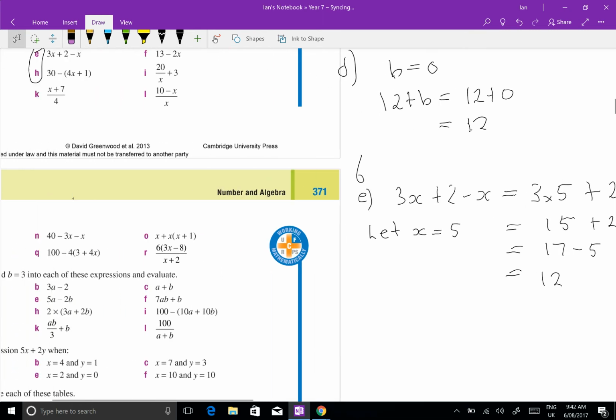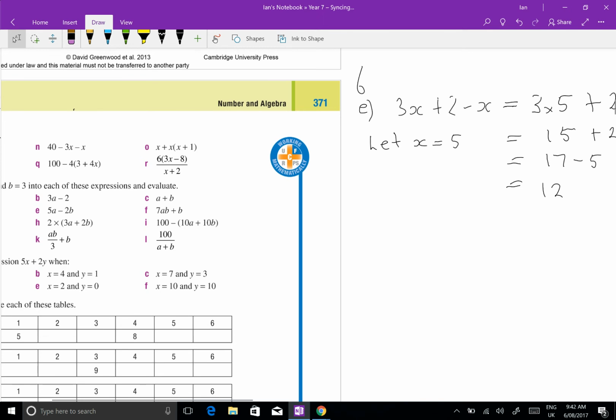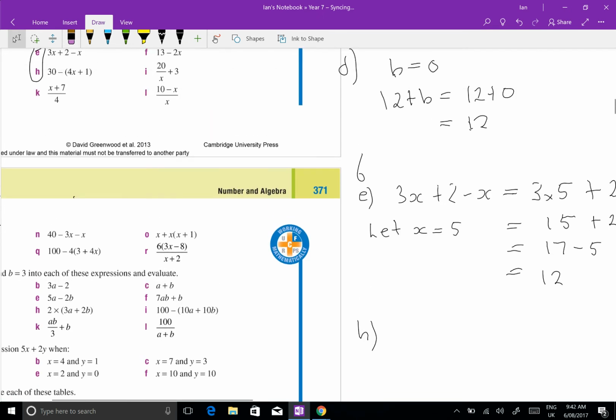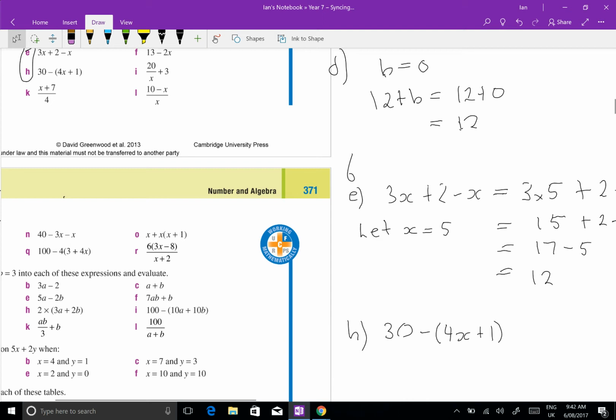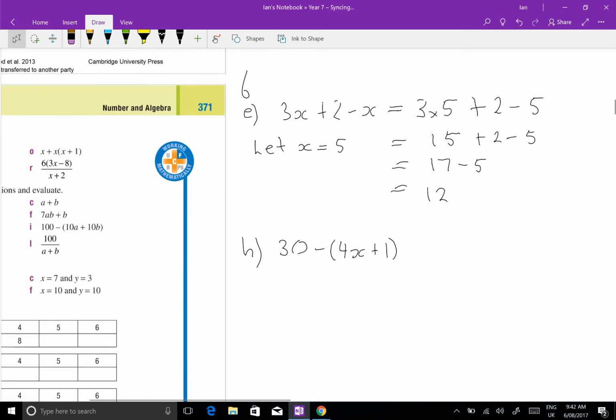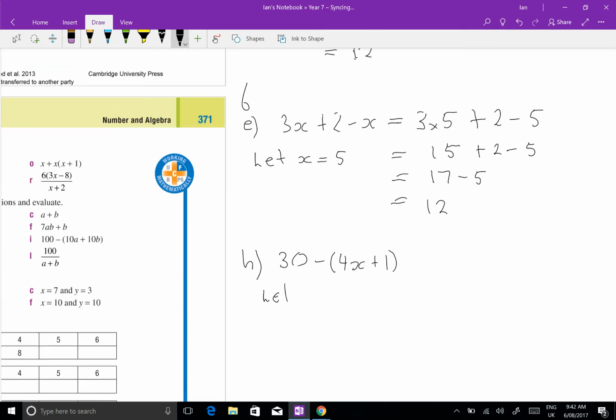Let's have a go at 6H. And in 6H, we've got our expression 30 minus bracket 4 times x plus 1. You really got to remember that that is 4 times x. And again, we're going to let x equal 5. We're going to let our variable, our x, equal 5. So wherever there's an x, I'm going to put 5.